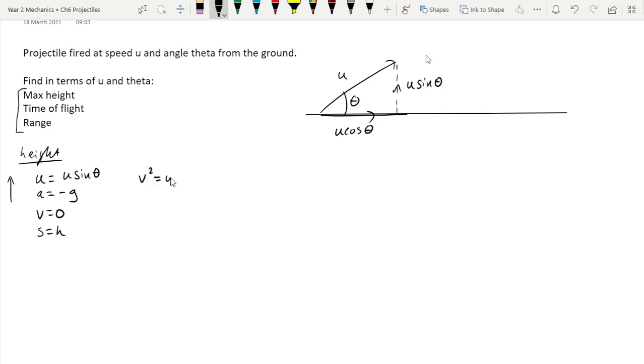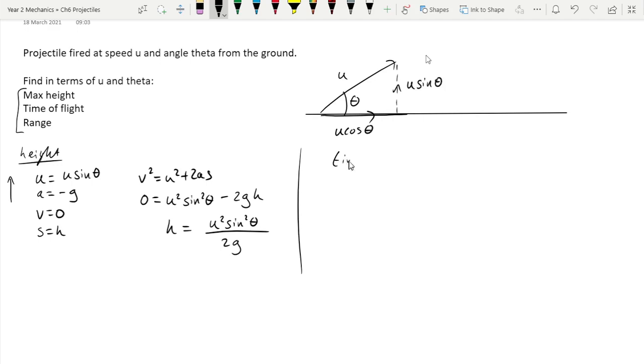So we can use v squared equals u squared plus 2as. So we've got 0 equals u squared sine squared theta plus 2as, so that's going to be minus 2gh. And if I rearrange this for h, I'll get h equals u squared sine squared theta over 2g. And you could use that as an expression to find the maximum height, provided that it's fired from the ground. Now, I wouldn't advise using that as a formula, but it is useful to think about these things and how we can derive them.